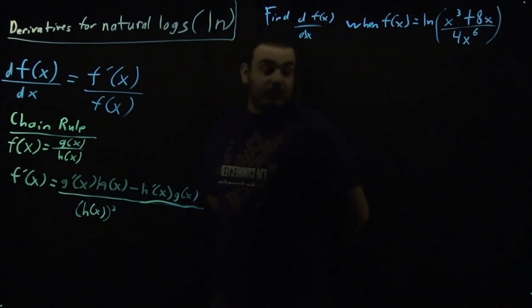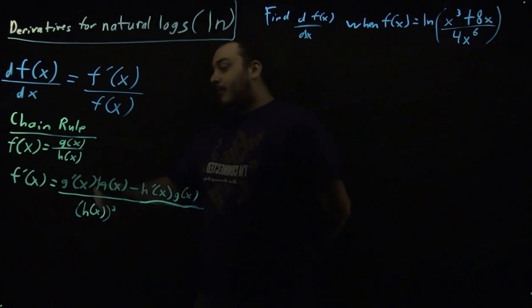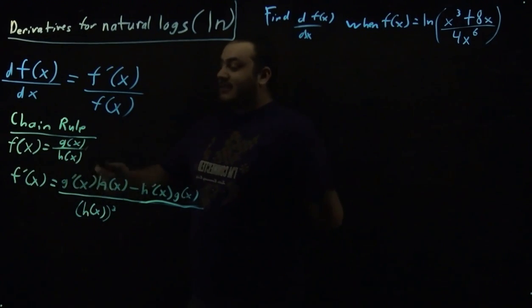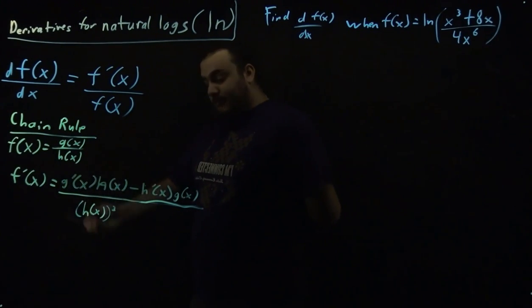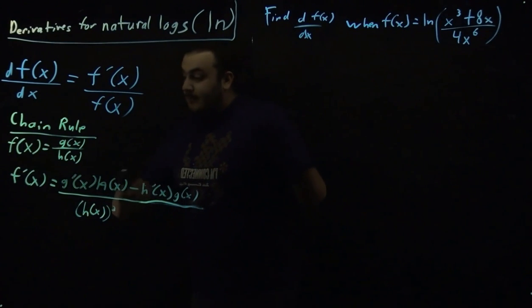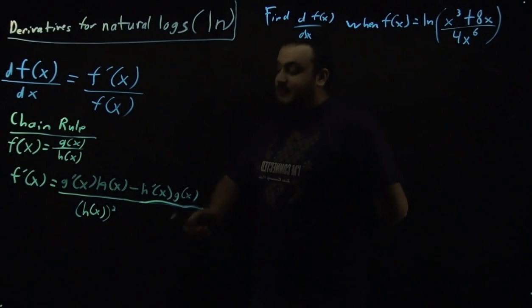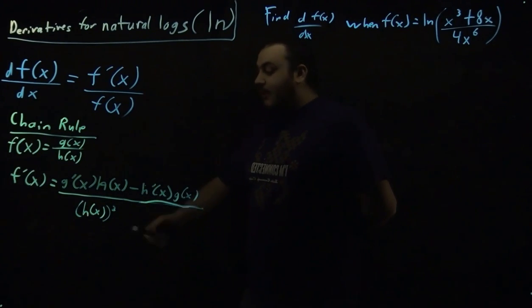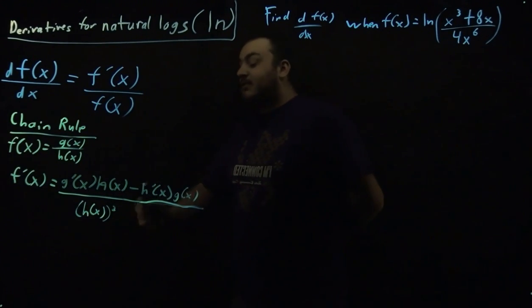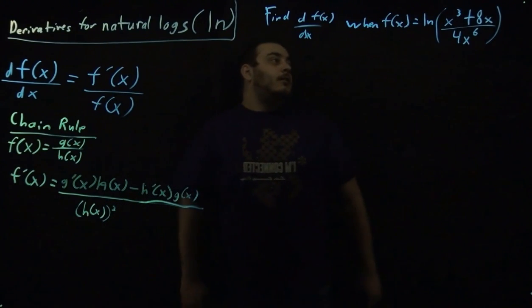And for that we have to use the quotient rule, where g of x divided by h of x, when you take the derivative of that, is equal to the derivative of g of x times the original h of x, minus the derivative of h of x times the original g of x, all over the original h of x squared, all squared.